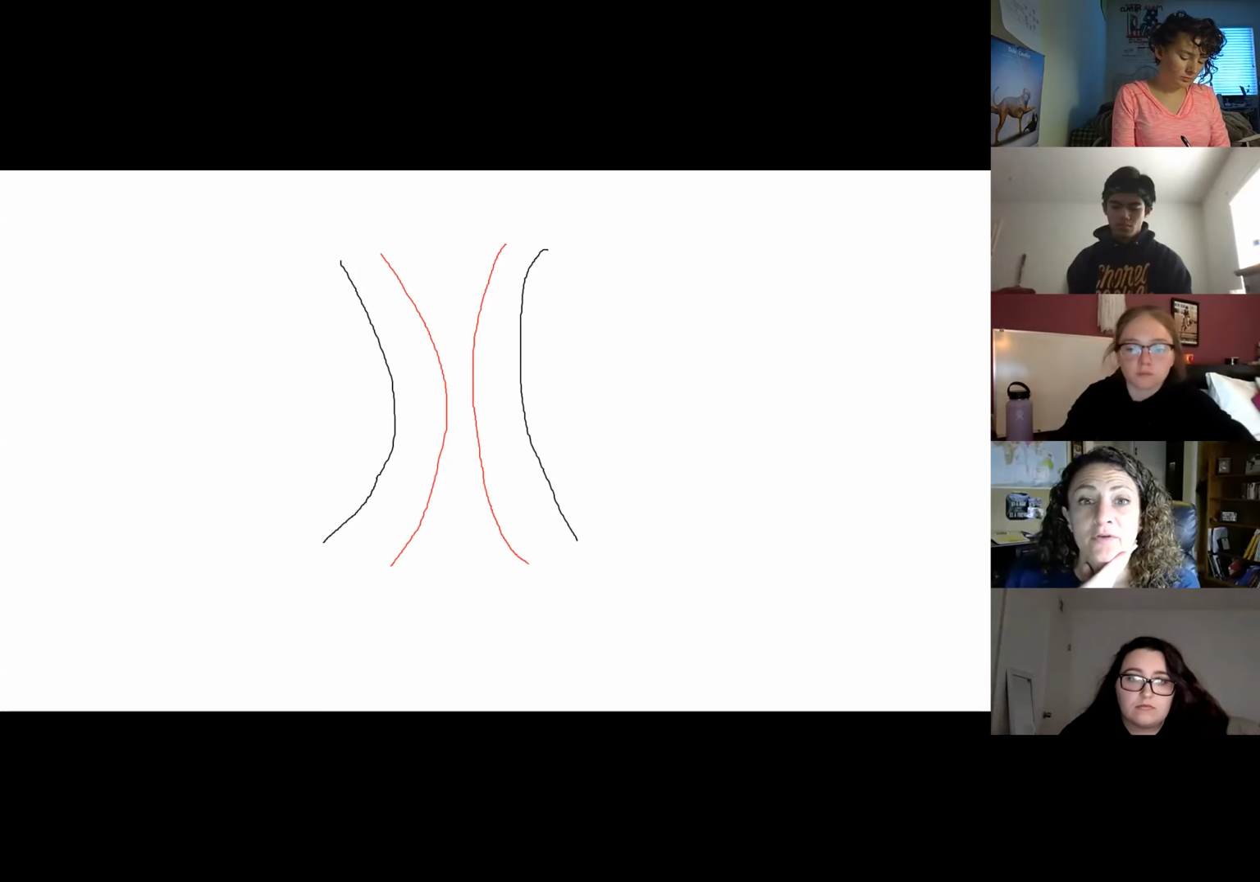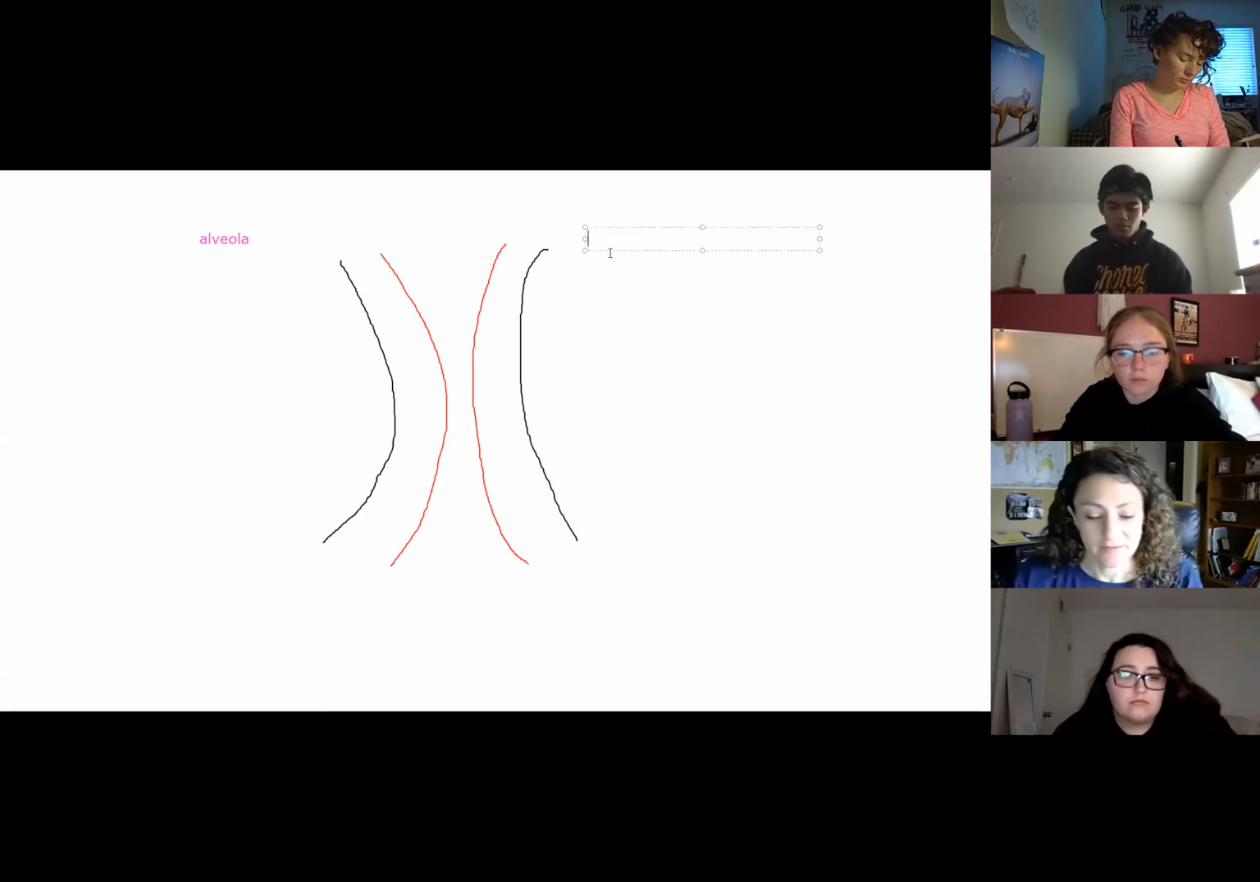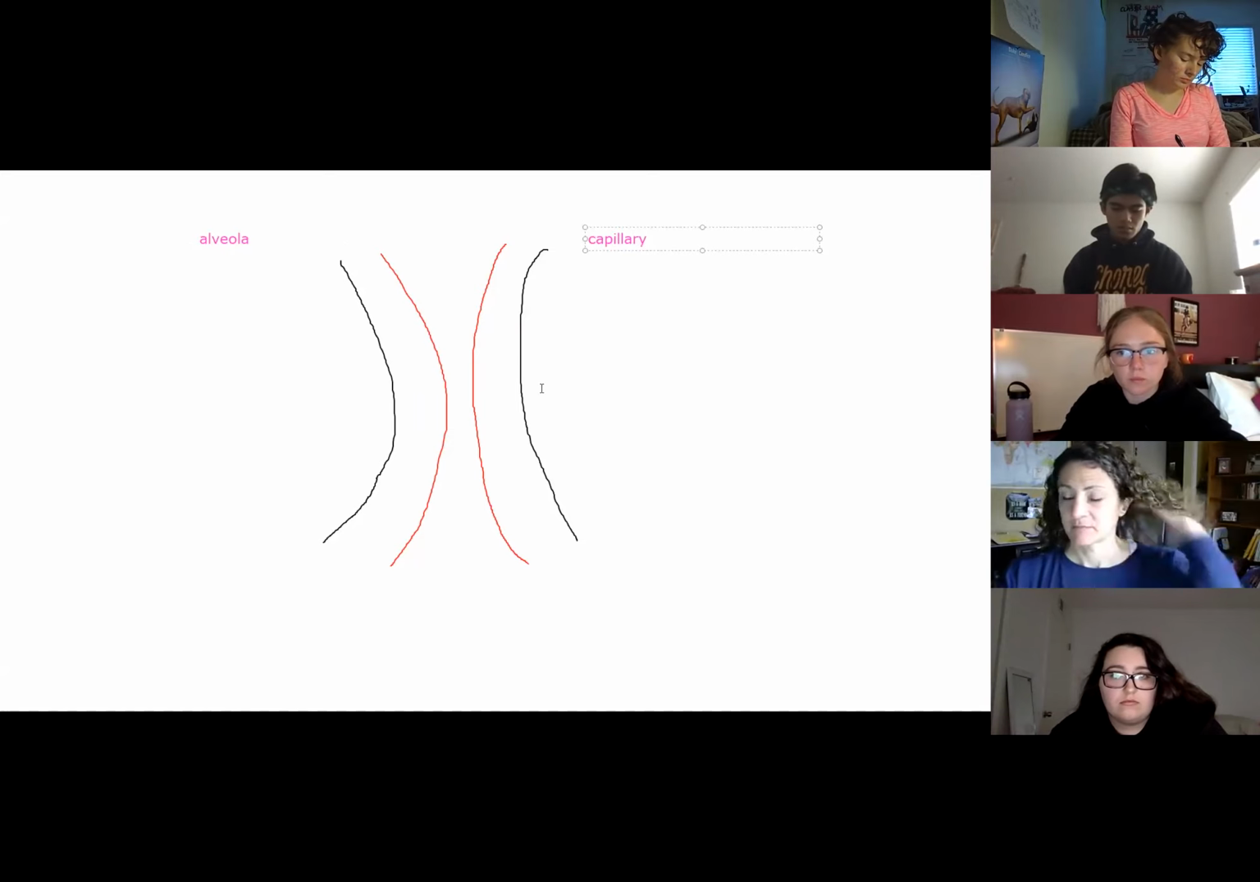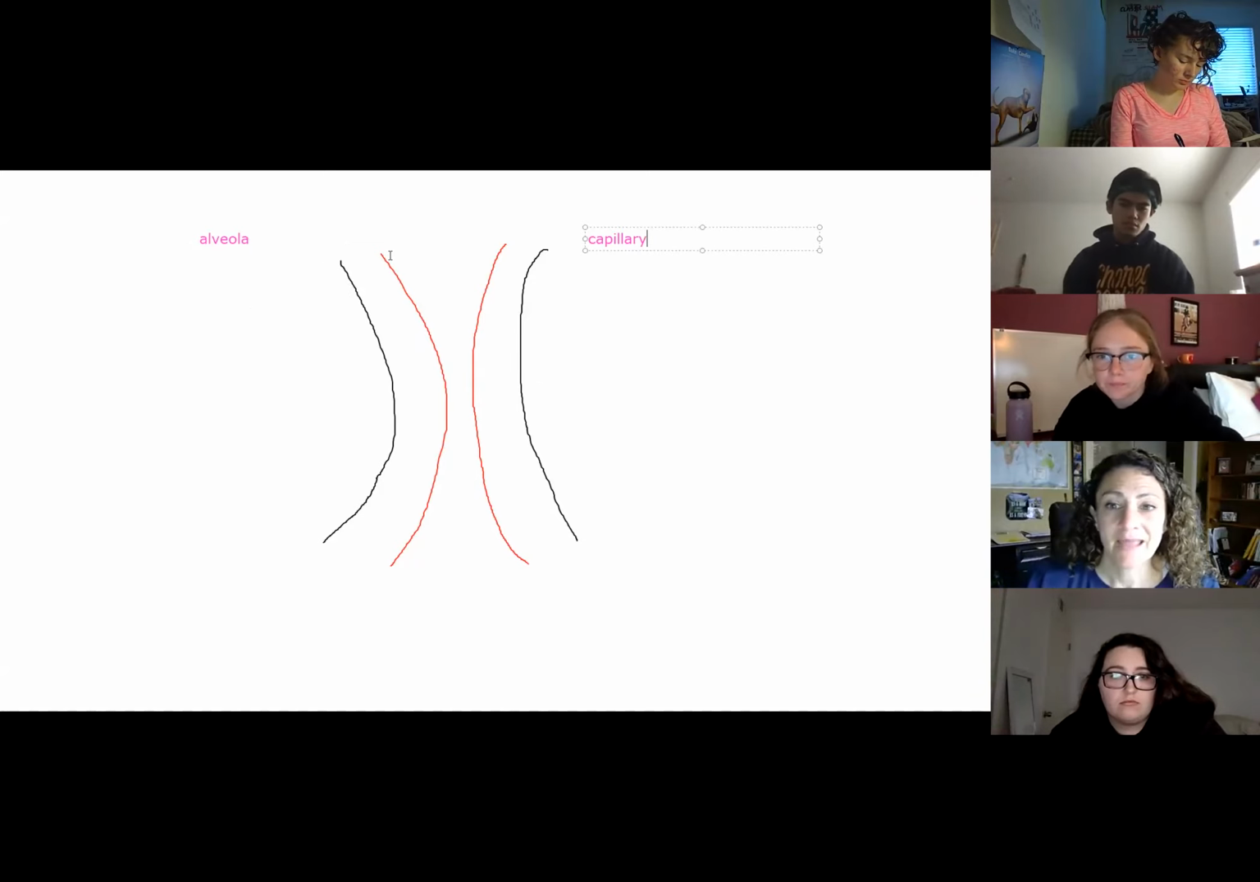Yeah, so if this is the alveola over here, this is part of the lungs, right? So the alveola has its wall and its membrane. And if this is the capillary over here, the capillary has its wall and its membrane. The membranes are both called basement membranes. So we have the alveolar wall, the alveolar basement membrane, the capillary wall, and the capillary basement membrane.